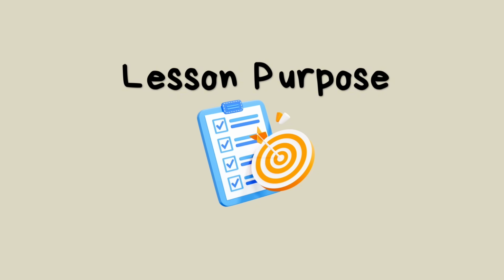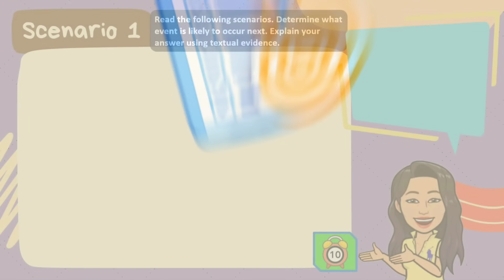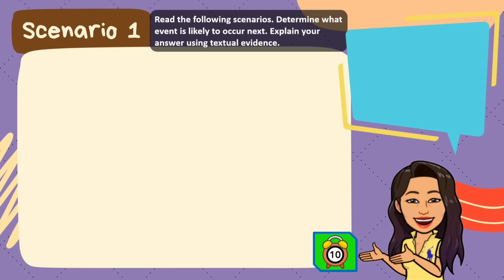That is because the cover of the book gives us information of what could be expected inside without telling us the whole story. Now, for the next activity, we are going to have situations instead of a cover. This is what we are going to do. Read the following scenarios. Determine what event is likely to occur next. Explain your answer using textual evidence. Get ready because your teacher may call you randomly.